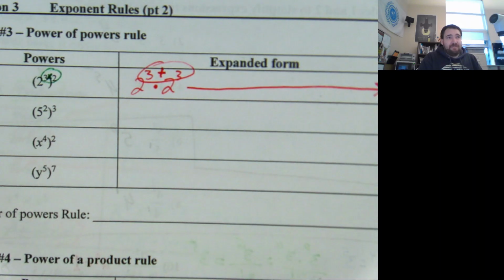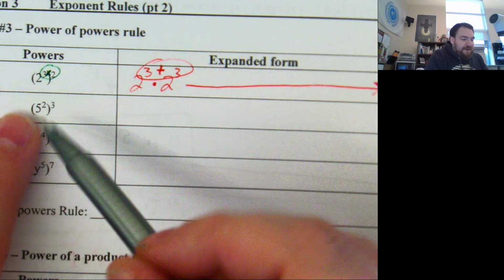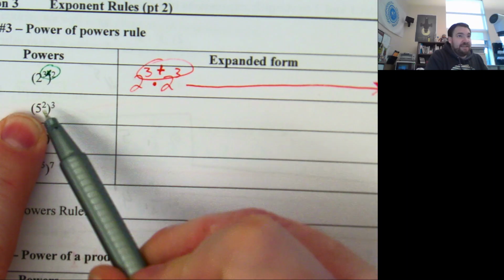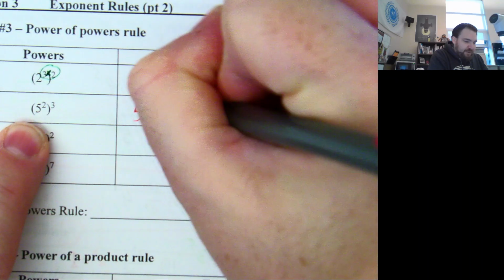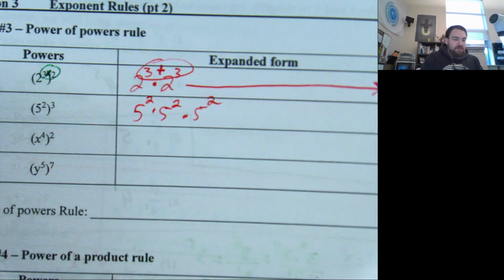Yes, Garrett. You times it 3 times. Or more. By what? Itself. Multiply by itself 3 times. Good. So if I have 5 squared in brackets and I'm cubing it, that thing in the brackets is the base. So we're going to have 5 squared times 5 squared times 5 squared.